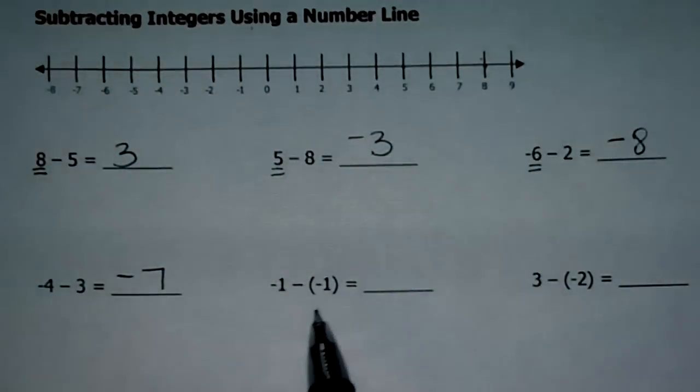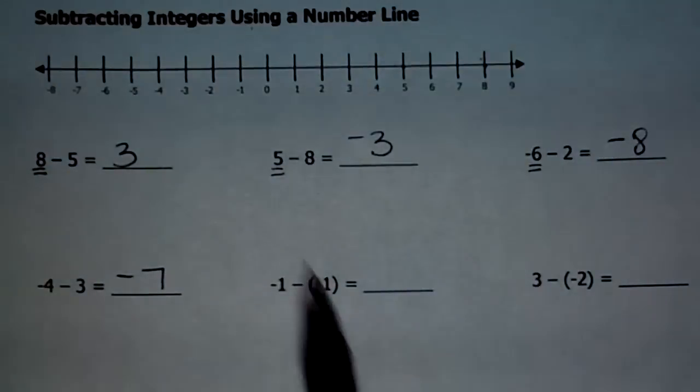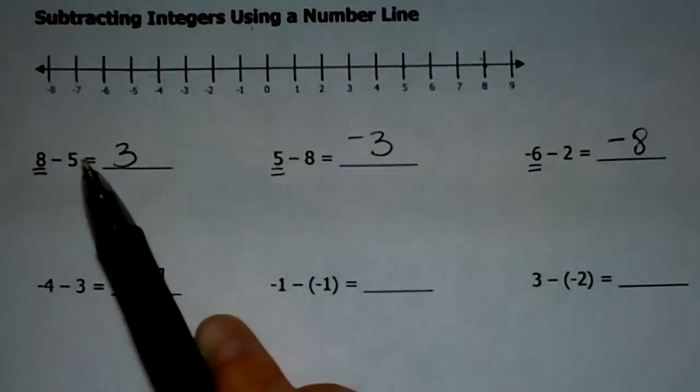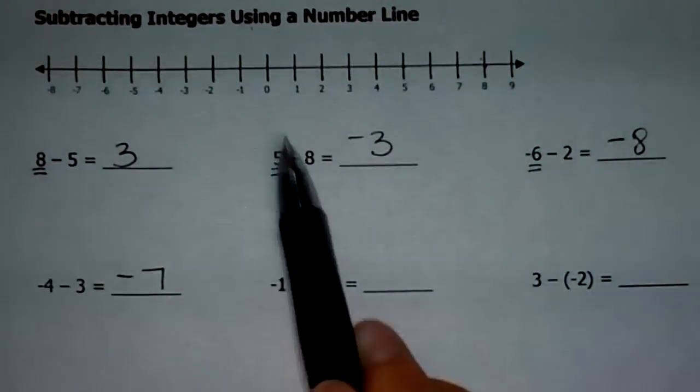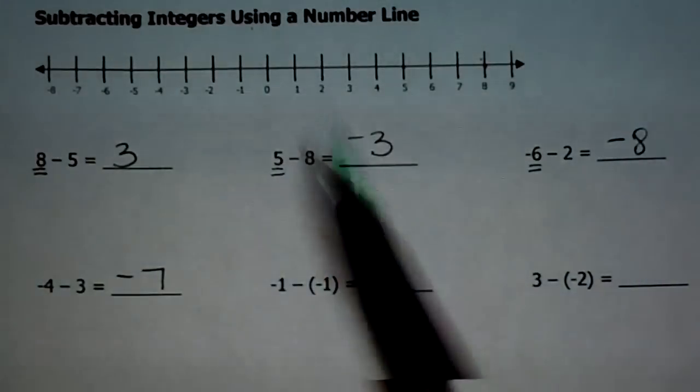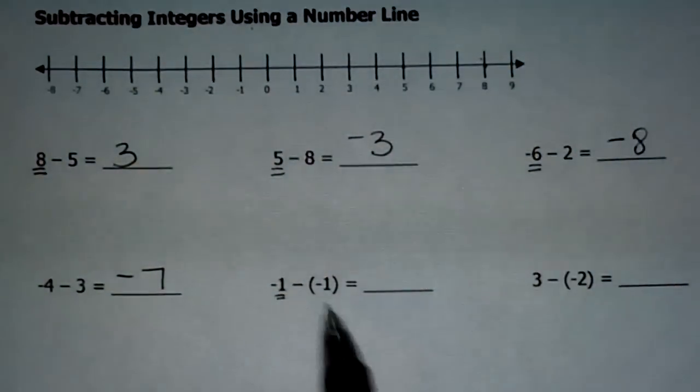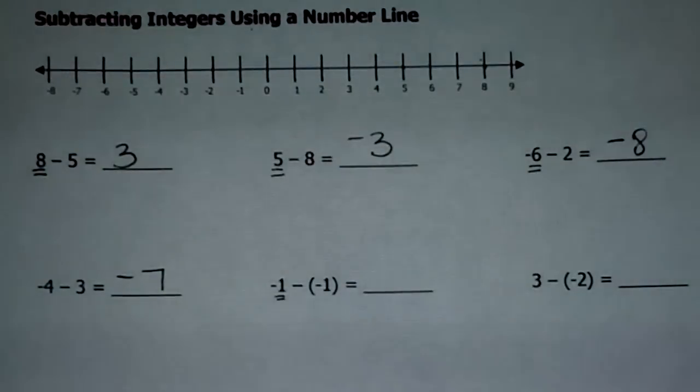And now these are a little bit different because I'm subtracting a negative. When you subtracted a positive value, you moved to the left. In all of those, we had our starting point and then we moved to the left. If you're subtracting a negative value, guess what direction you have to move? Negatives and positives are opposites, right? So you have to move to the right.